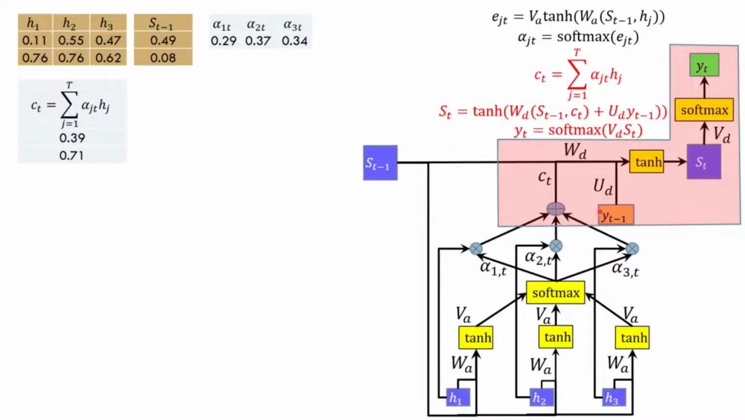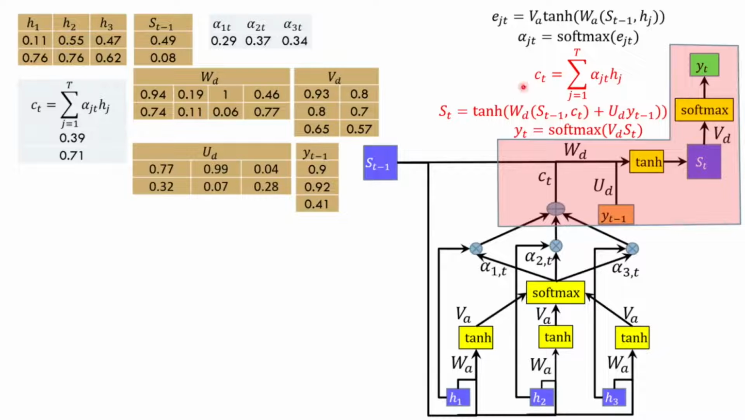Now this context vector will be fed for computing the next hidden state at the decoder part, which is s_t. So let's say the value of the WD matrix is as follows, the value of the VD matrix is this, the value of the UD matrix is this, and the previous output, the output at time step t minus 1, is this.